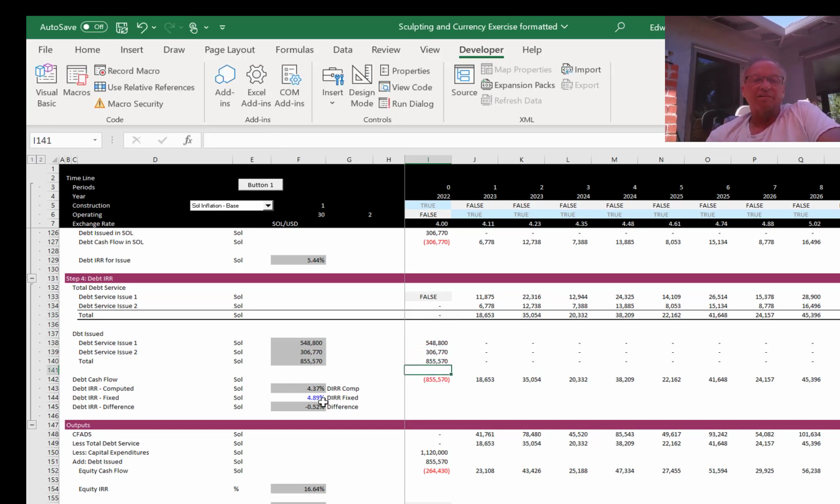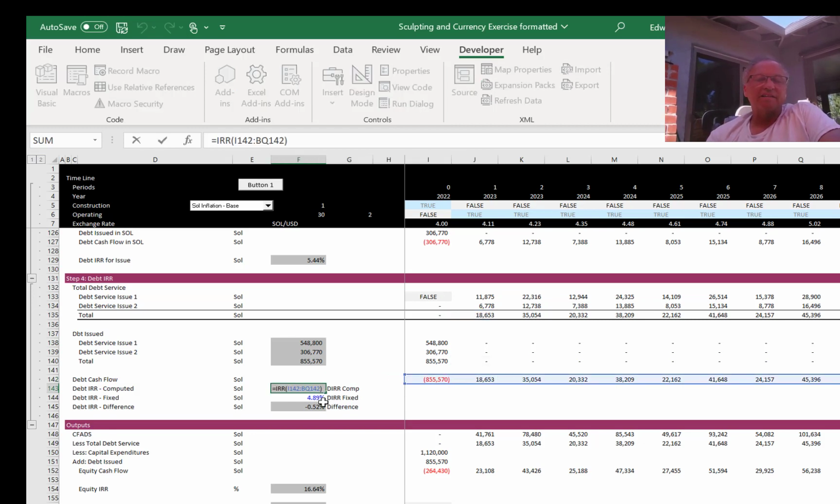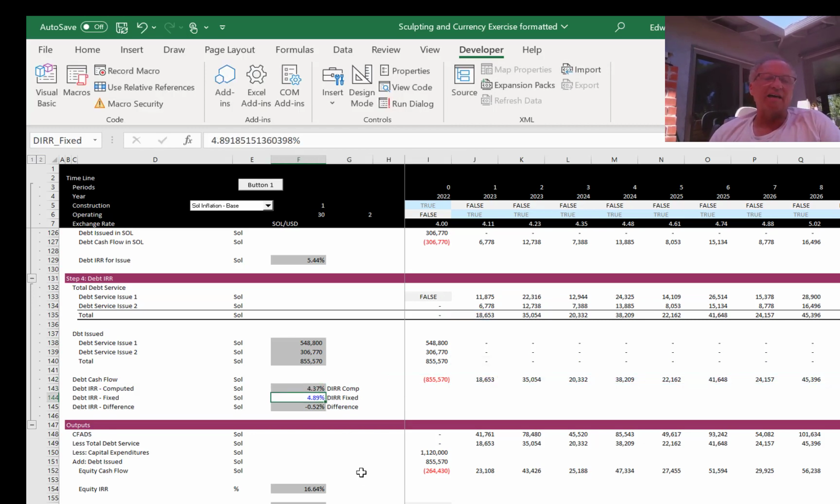So this is the amount we issue up here of both debt amounts. This is the amount of debt service. Our debt cash flow is the difference. We get our debt IRR, and we have a fixed debt IRR. I put that in now. If you get really fancy, what you could do is, that's not so fancy, you just go, and if you've got a circular reference and want to put it in a different color, you can do that. I'm going to leave that for now.